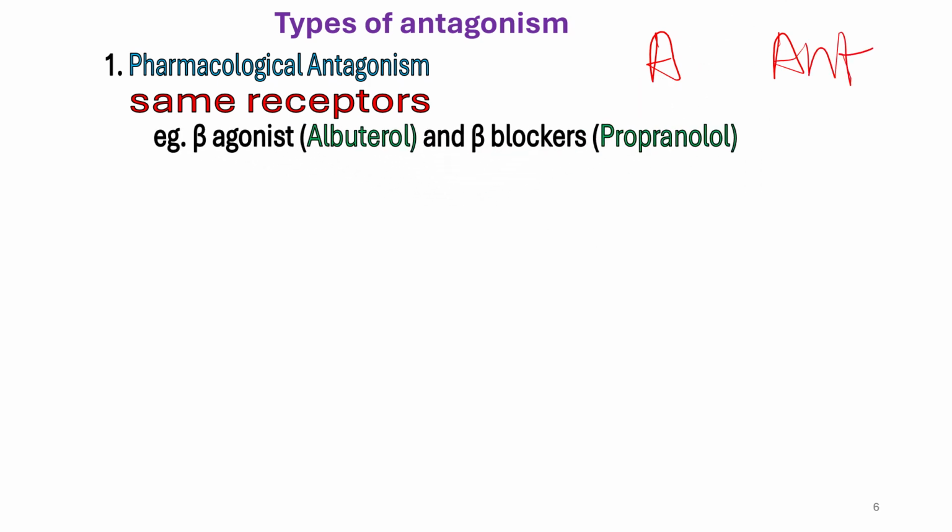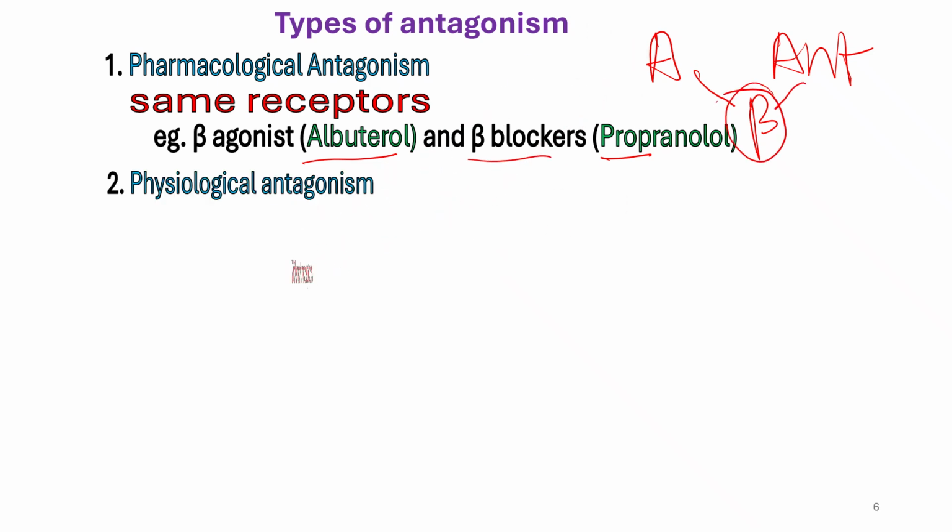So, there are several types of antagonisms. The first one is pharmacological antagonism. Here both agonist and antagonist compete for the same receptor. For example, the beta adrenergic receptor: both the agonist albuterol and the beta blocker propranolol act on the same receptor. So that is a pharmacological antagonism.